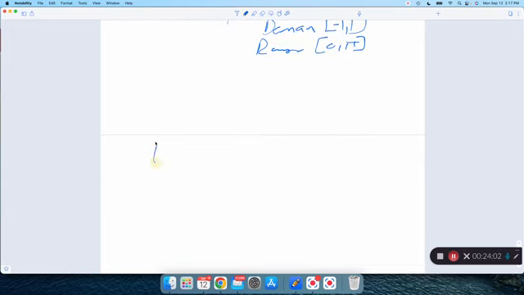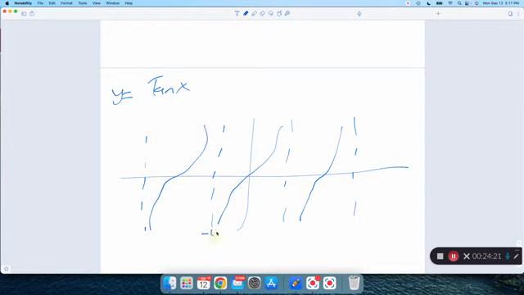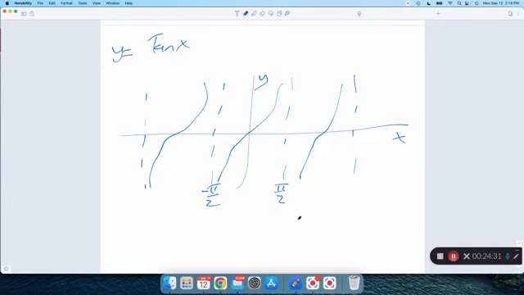And finally, tangent. We know what tangent looks like. We got all these asymptotes. It looks like this over and over again. Here's negative pi over 2 to pi over 2. Again, not 1 to 1. We want to pick some section of it that is 1 to 1. Well, the obvious choice is just pick this section right here.